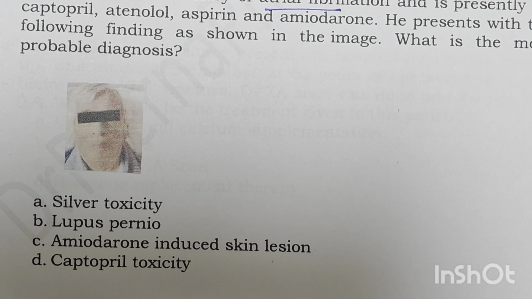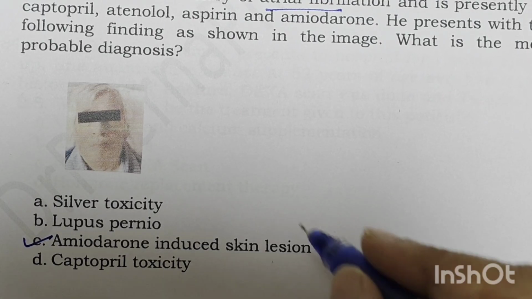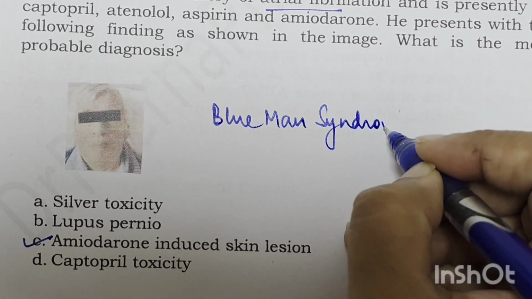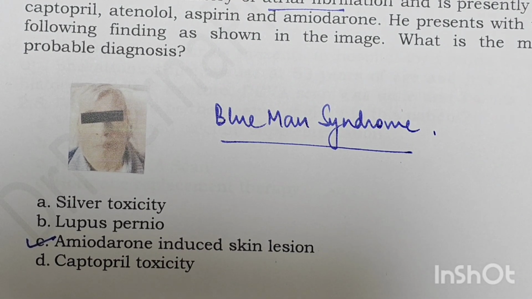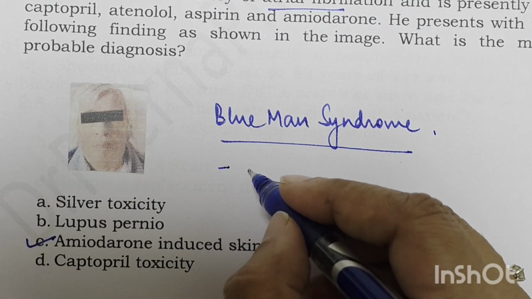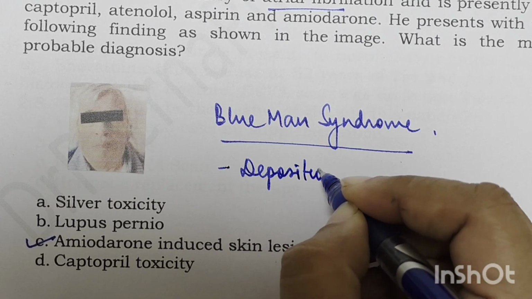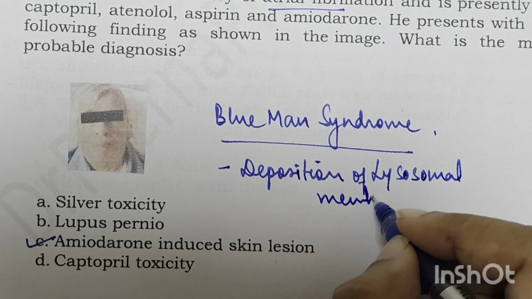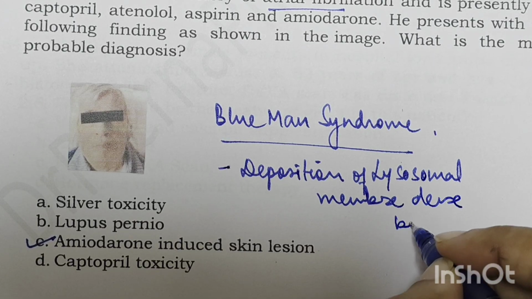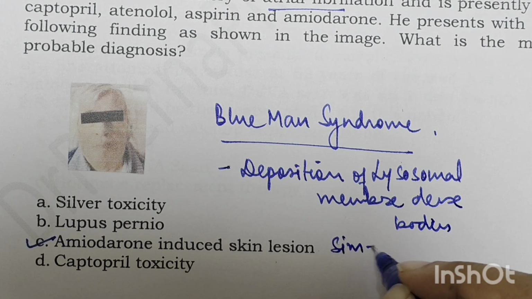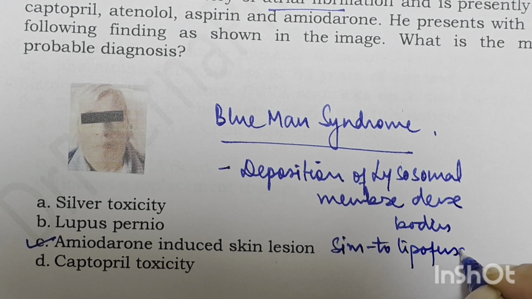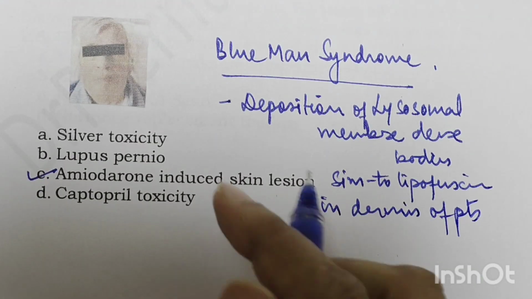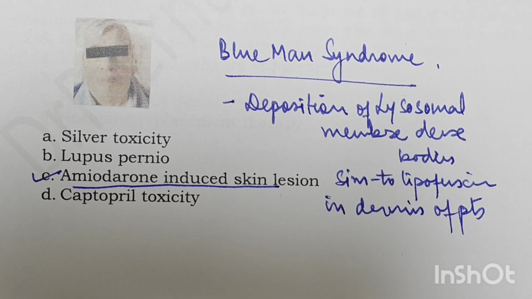So this is basically a case of amiodarone-induced skin lesion, and it is called blue man syndrome. I know the picture is not very clear, but why it occurs is because of deposition of lysosomal membrane bound dense bodies, similar to lipofuscin, in the dermis of patients who are on amiodarone therapy. So this is amiodarone-induced skin lesion.